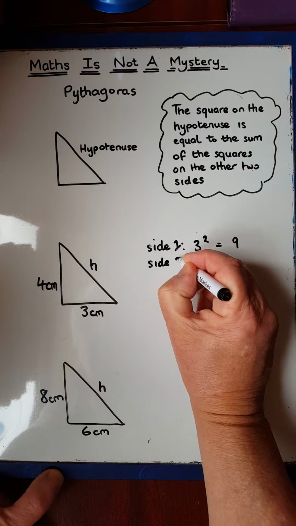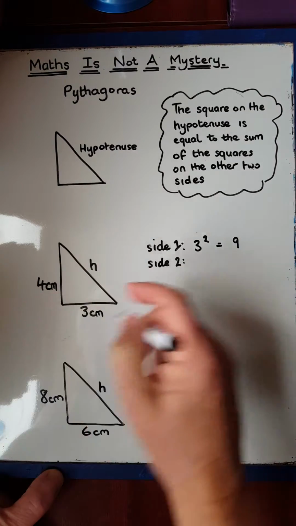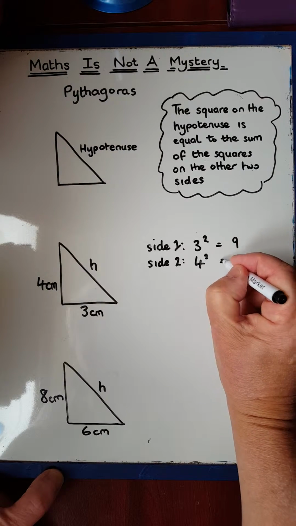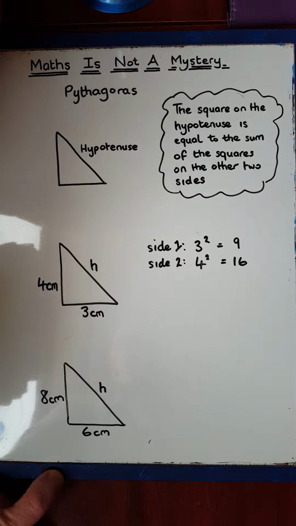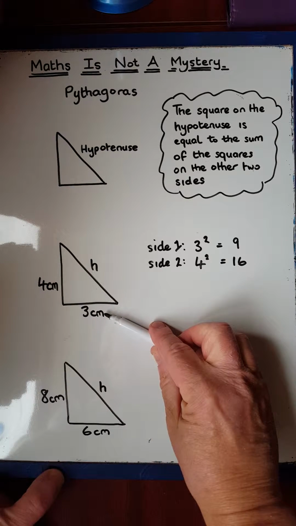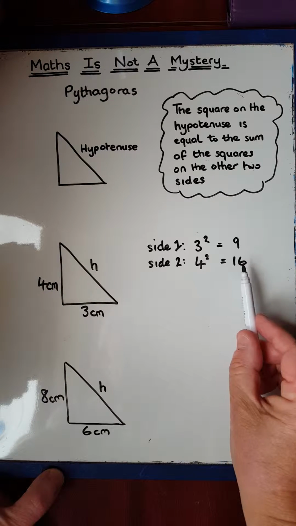Side 2 then is the other one. Could have done these the other way around, it wouldn't have mattered. Side 2 is 4 centimetres. So 4 squared is 16. All we're doing there is taking the number and multiplying it by itself. 3 times 3 makes 9. 4 times 4 makes 16.